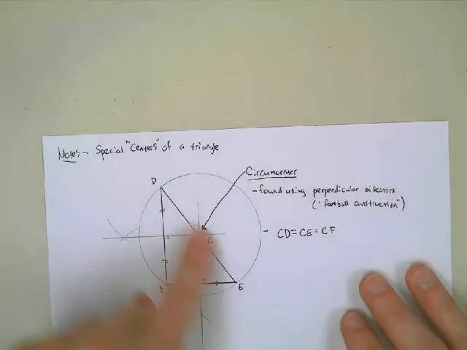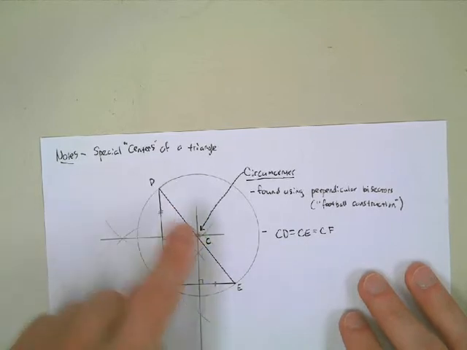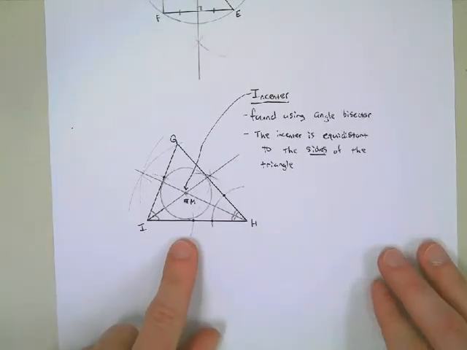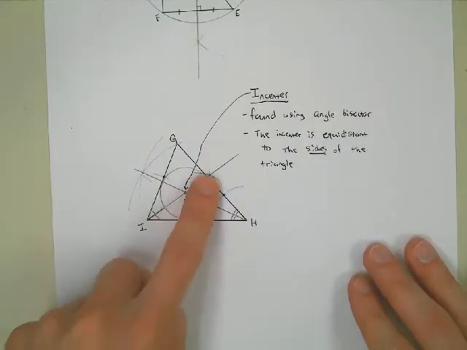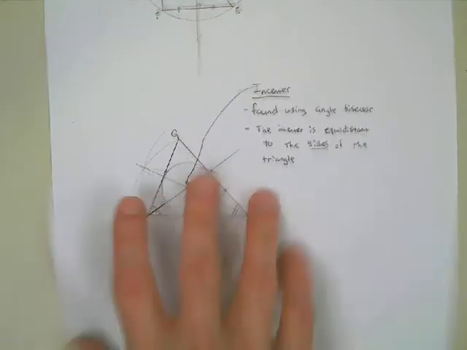So again, our special centers we found so far, we found the circumcenter, right? That's the perpendicular bisectors, and it's equidistant from C to D, C to E, C to F. So the circumcenter is equidistant to the vertices. The incenter, found using the angle bisectors, is equidistant to the sides of our triangle, okay? And the last one we're going to look at today is the centroid.